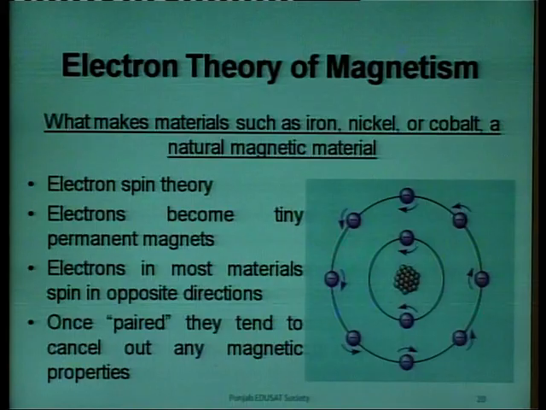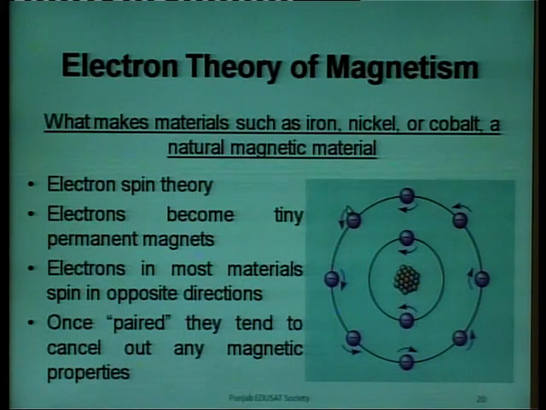Electrons become tiny permanent magnets, and the electrons in most materials spin in opposite directions, and once paired they tend to cancel out any magnetic properties. As we can see in this molecular diagram, these are the electrons, 2 and 8 electrons in the valence shell, and they are spinning.